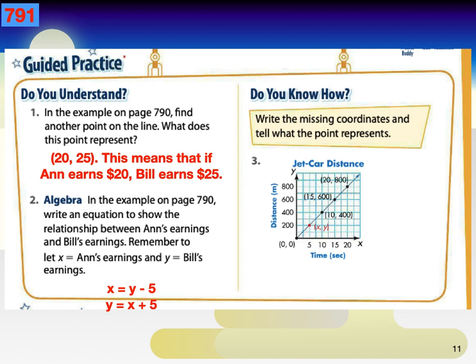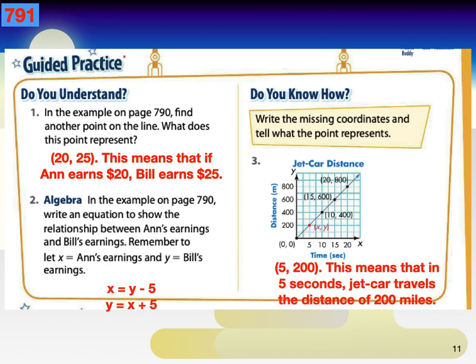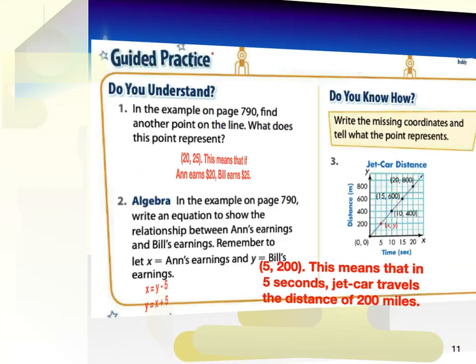Okay, question 3. Write the missing coordinates and tell what the points represent. Okay, so look at X, Y. That point is (5, 200). This means that in 5 seconds, the jet car travels a distance of 200 miles.